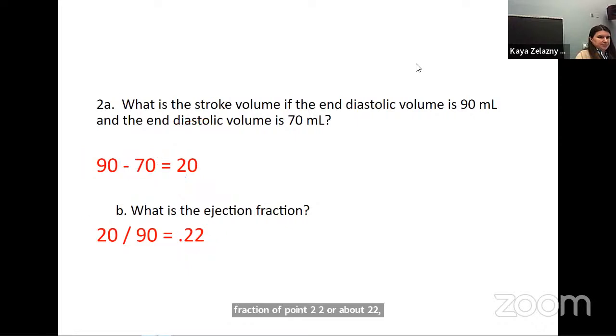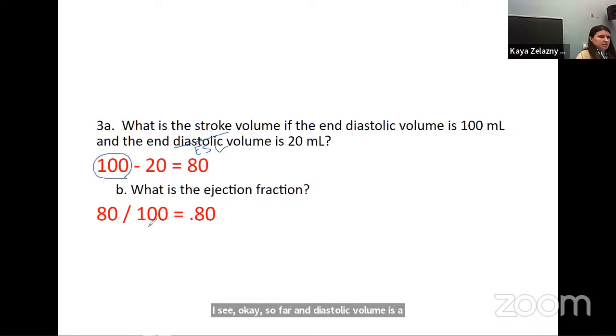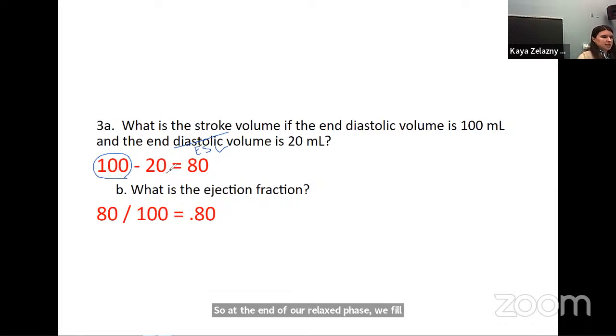Comparatively, if we look at this other practice problem, our end diastolic volume is 100 milliliters. At the end of our relaxed phase, we fill with 100 milliliters, and we leave only 20 milliliters at the end of systole. We've ejected a total of 80 milliliters, so that's our stroke volume. 80 divided by that original 100 is about 80%, so 0.8.